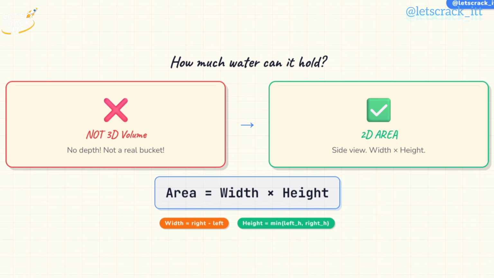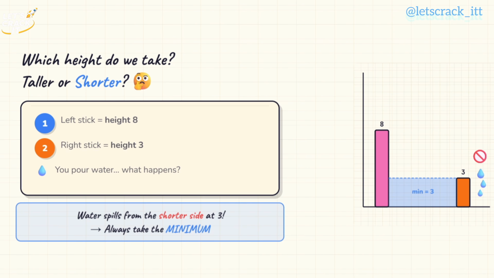So how do we calculate area? Width into height. Width means how far apart the two lines are, right index minus left index, and height means how high the water can go. Now the most important question, which height do we take? The taller line or the shorter line?